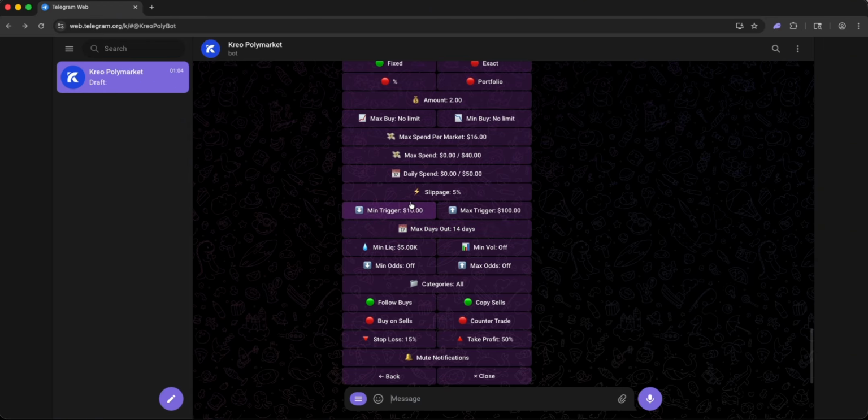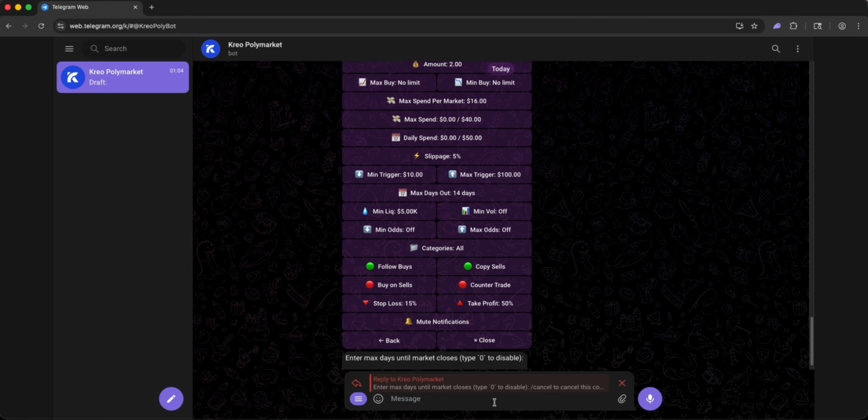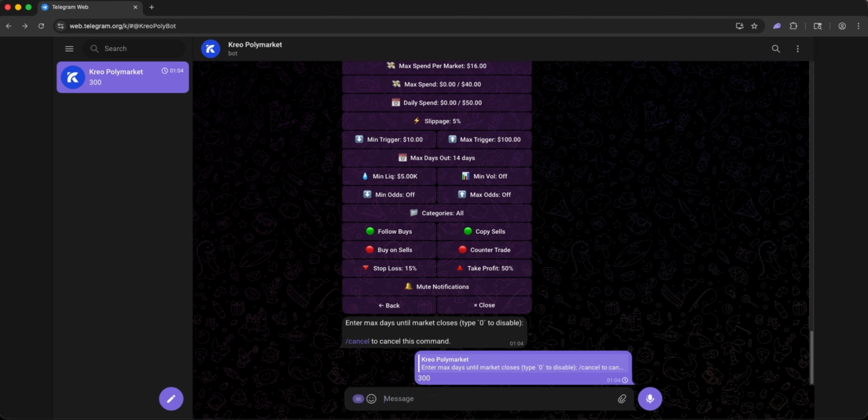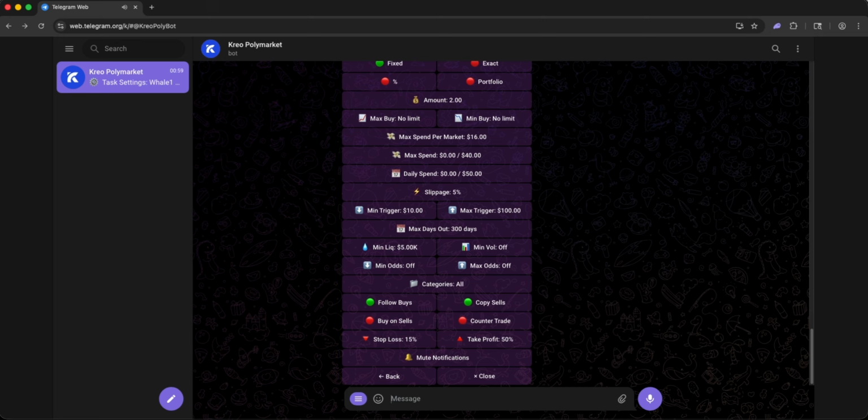Next, I can copy max days out. Max days out means that I will only copy markets that fit this criteria and expire in, for example, if we set this to 300 days, this means that Creo will only copy positions that are less than 300 days to expiry or resolution. Next is minimum liquidity. I've set 5,000 here, so Creo will only buy in markets that have $5,000 or more in liquidity.